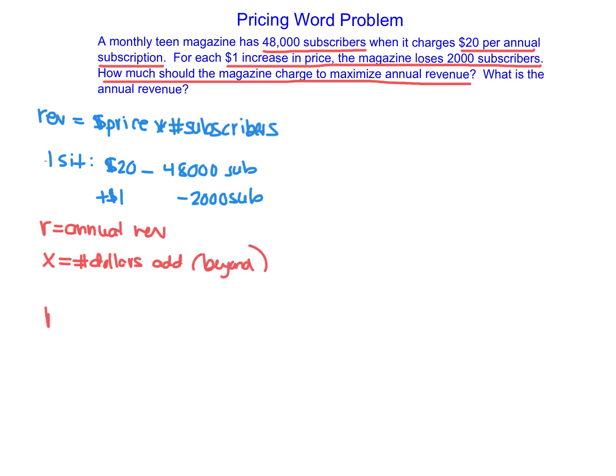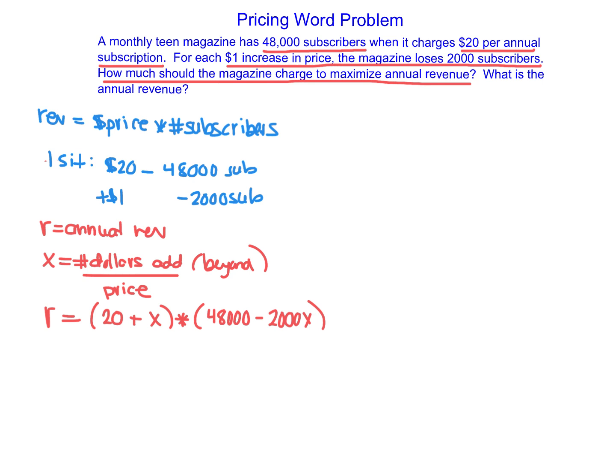So my revenue is calculated by taking my price, which is $20 plus some X value. So this is the price of my particular magazine. It's $20 plus some value that I've decided to add on to it. Remember, X is the number of dollars that we've added on beyond 20. And it's 20 plus X times my number of subscribers, which is going to be 48,000 minus 2,000X. Because remember, we're going to lose 2,000 subscribers for every $1 that we add beyond $20.